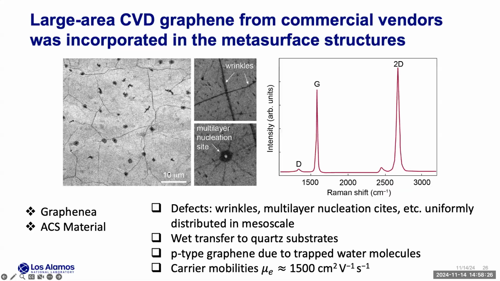So in terms of the graphene layer that we used, it was nothing special. We bought it from a commercial vendor. It had defects. We transferred it to the quartz substrate. P-type graphene was used. That's what we had. And it had a carrier mobility of 1,500 centimeters squared per volt second.